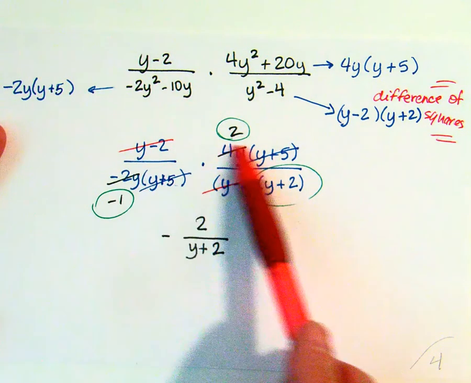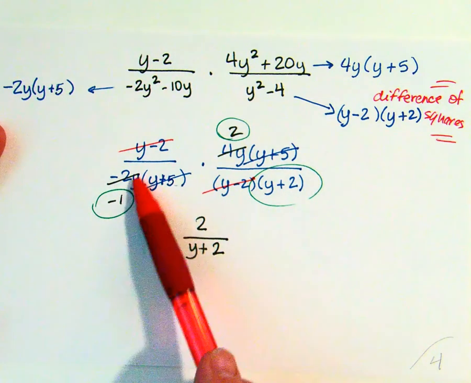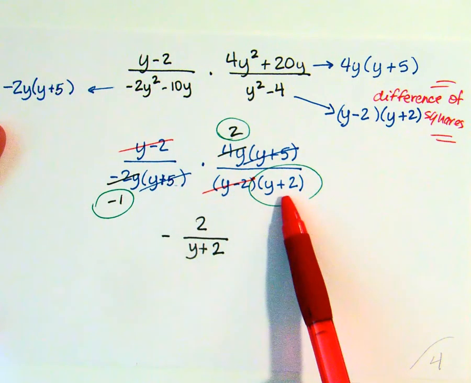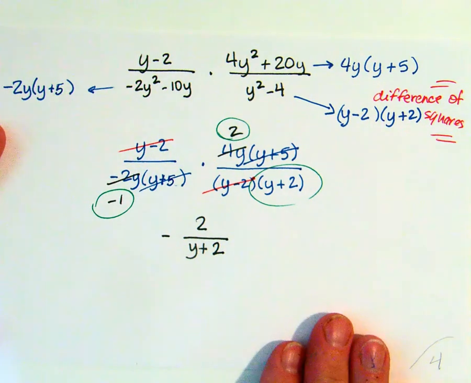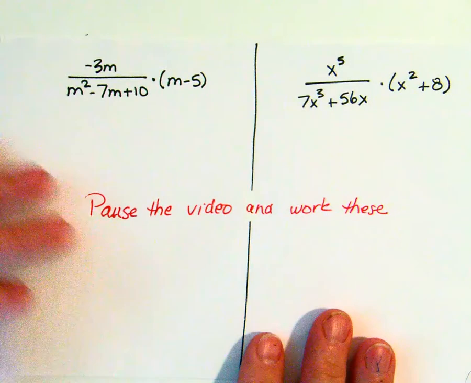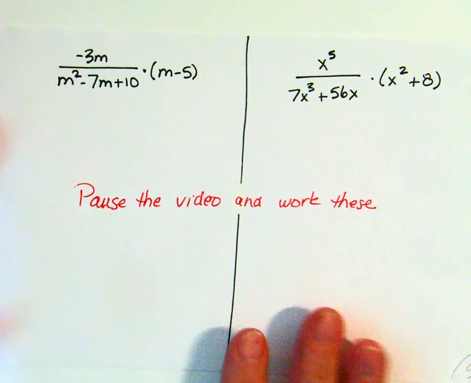Then we look at what's left from the numerator. There was that negative 1. Everything else is canceled except y plus 2. So that's the final answer. Okay. Let's try another set here, please. Pause the video and work these.